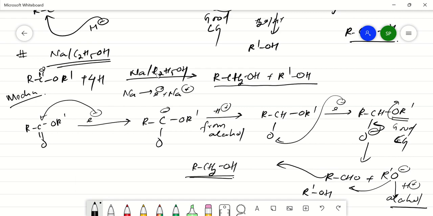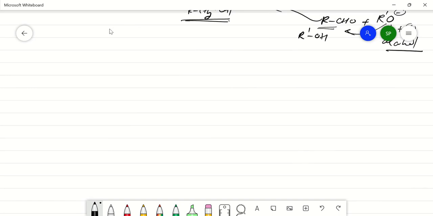We have seen in this previous video how an aldehyde will produce alcohol in the presence of sodium and ethanol. Next, we will see the production of alcohol from alkenes. Alkenes also produce alcohol in the presence of sulfuric acid. Like if you see, RCH=CH2 plus H2SO4 will produce RCHOH CH3. Okay, let us see the mechanism.